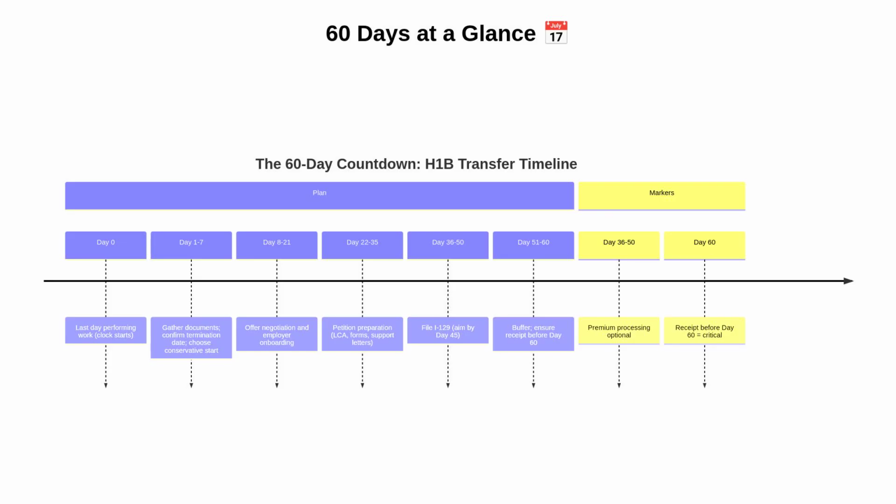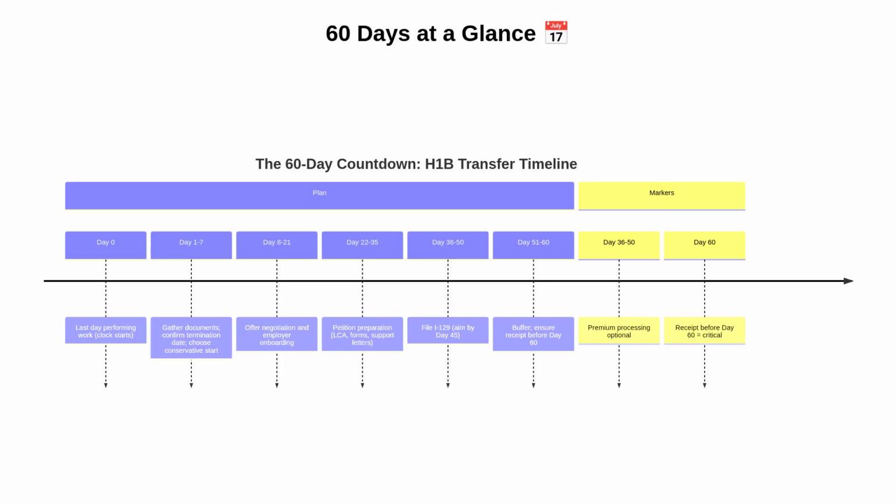This timeline shows key windows. Day 0 is the last day you performed work. The first week is for document gathering and confirming the termination date. Days 8 through 21 involve offer and onboarding with the new employer. Days 22 through 35 focus on petition prep, including the labor condition application and support letters.